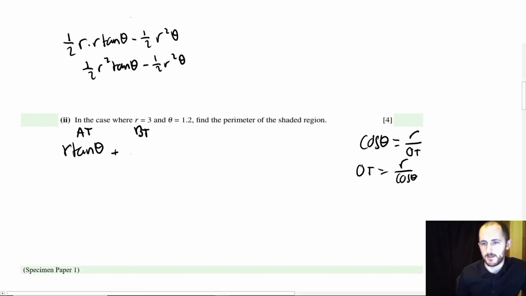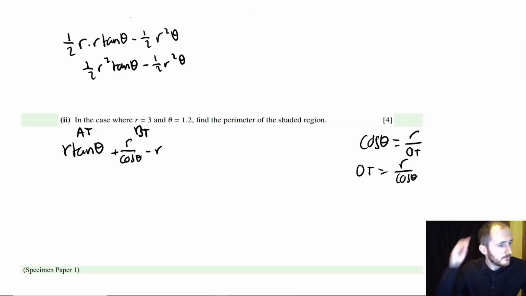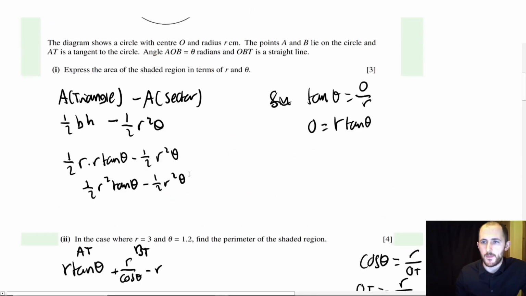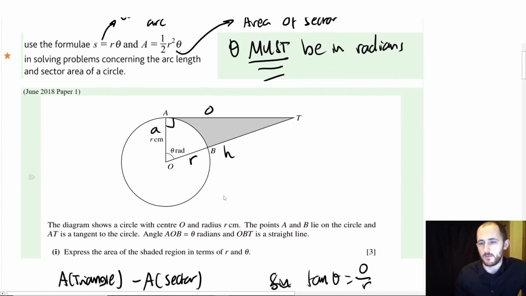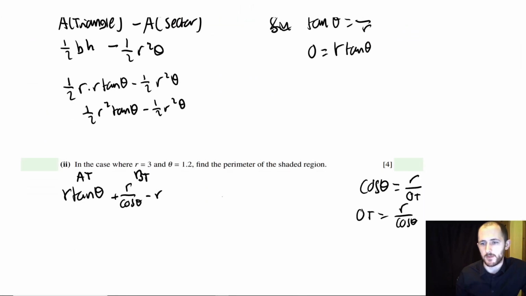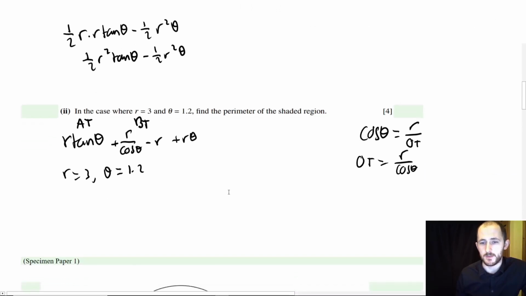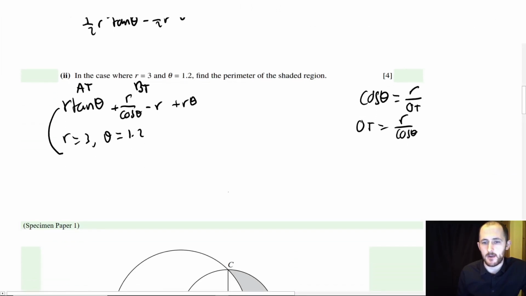So plus, and then if you want me to put it in brackets, don't really need to, r over cos theta minus r. That's fine. And then we need to work out the arc length, which is r theta. We don't need to do anything with that. So plus r theta. Okay. And then we know that r is equal to 3 and theta equals 1.2. We can just substitute this all into a calculator.